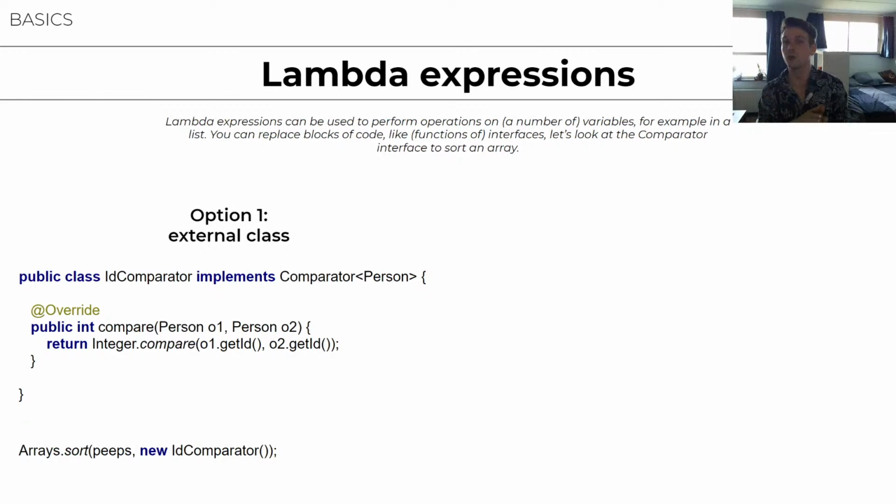Now you get 2 persons as parameters, and it has the same structure where you have to return something lower than 0, 0, or something larger than 0, depending on which one's bigger. And now you can also see, as opposed to the previous slide, that in arrays.sort, you're not only giving in peeps the list of person, but you're also passing in the ID comparator, basically saying, hey, I don't want you to use the default sorting method, but I want you to use this custom ID comparator.